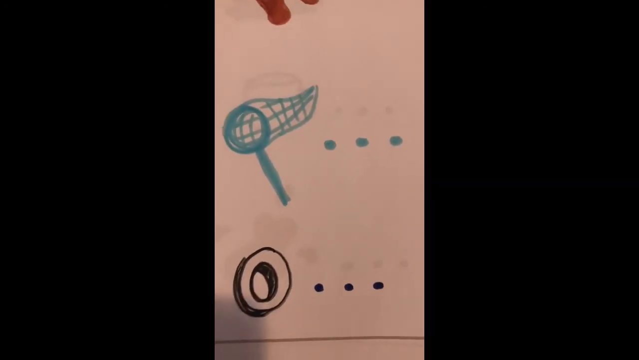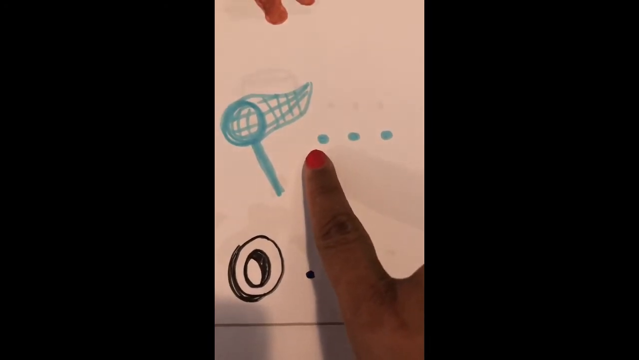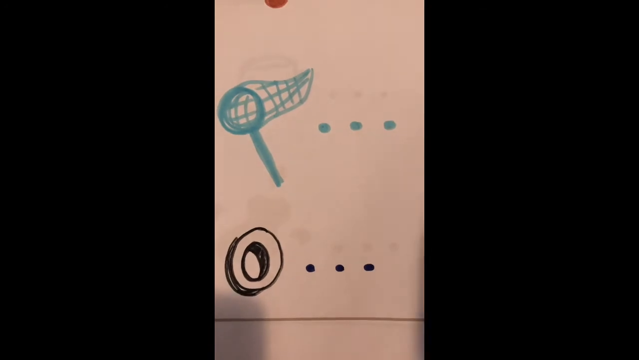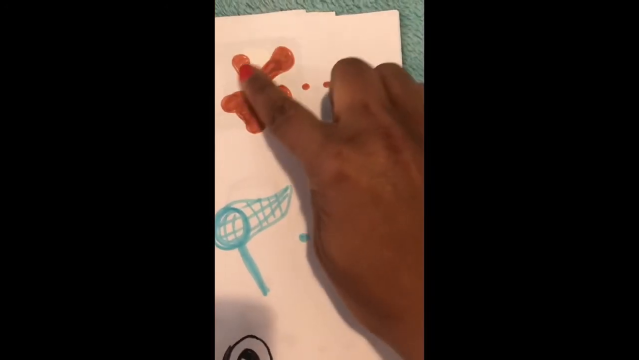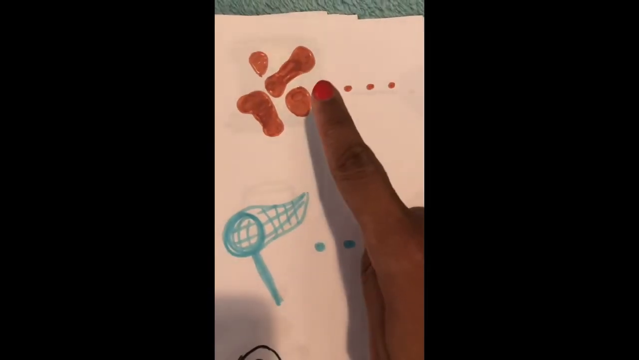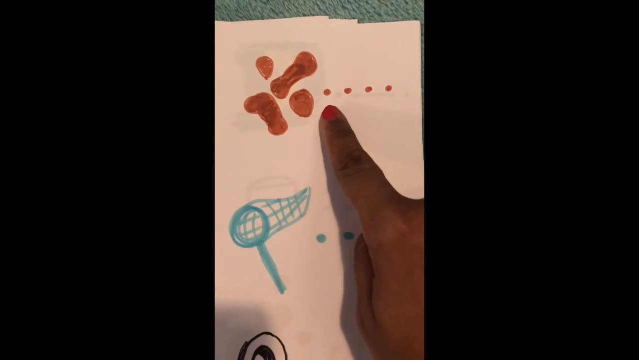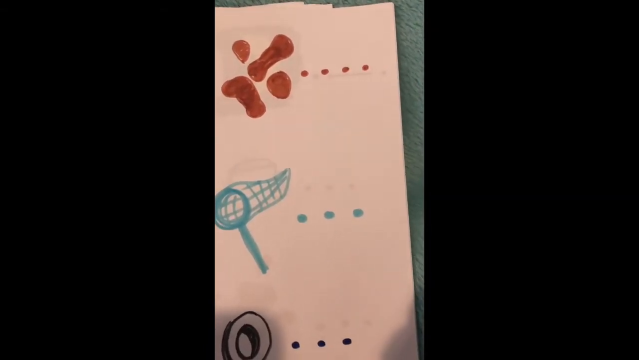Okay, the next word is a net. Net's got three sounds. N-et, net. Oh, these are some nuts. Nuts. Can you hear the sounds in nuts? Well done. Okay, let's look down here.